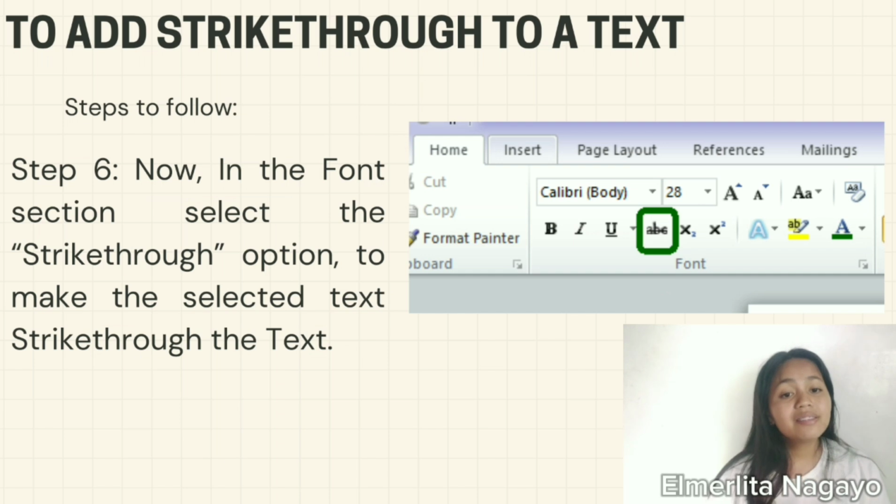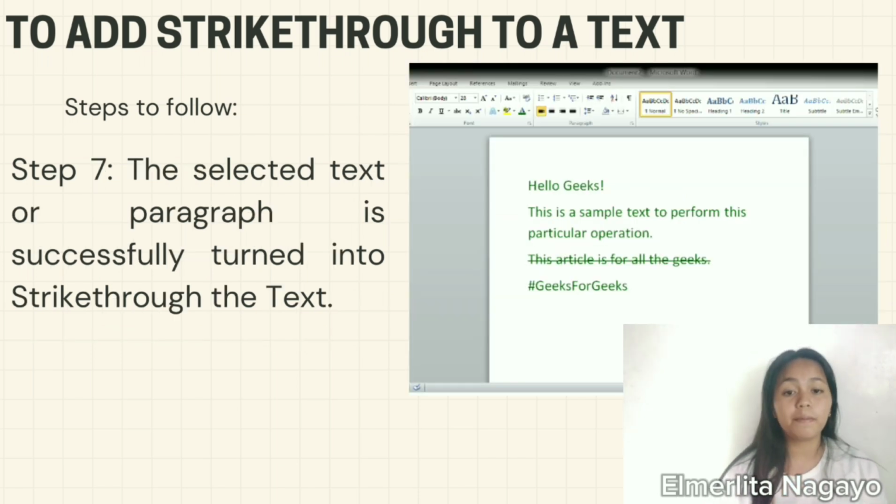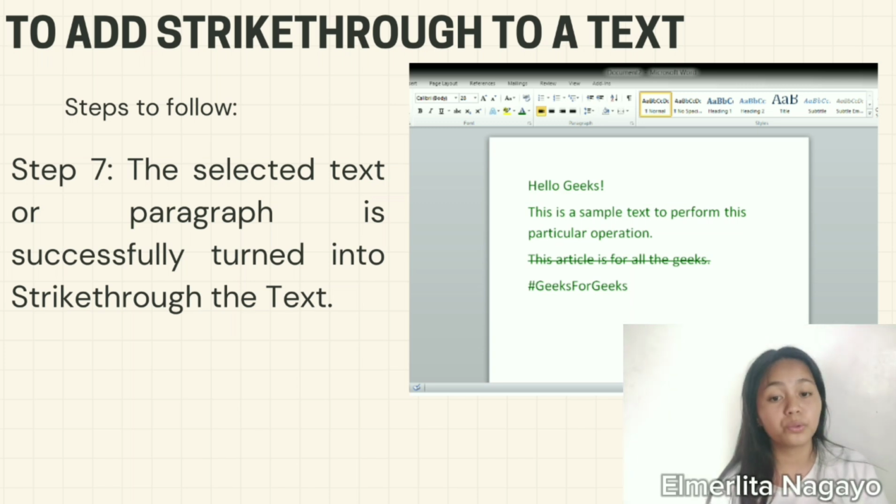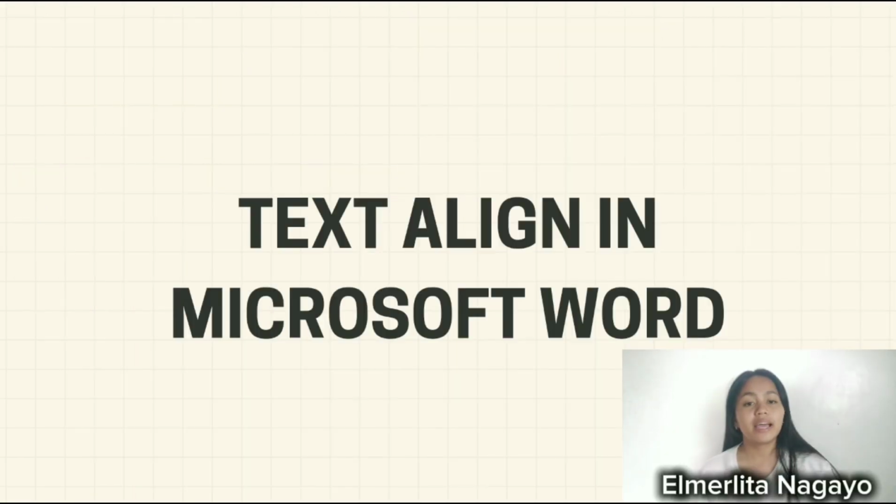Step 6, in the Fonts section, select the strike through option to make the selected text strike through. Then the last step, which is step 7, the selected text or paragraph is successfully turned into strike through text.